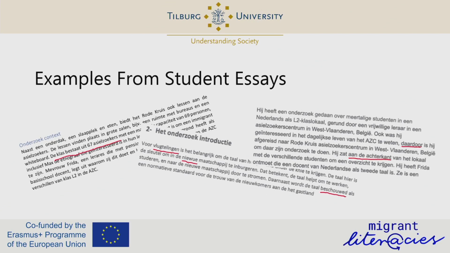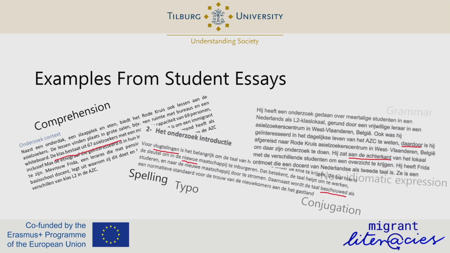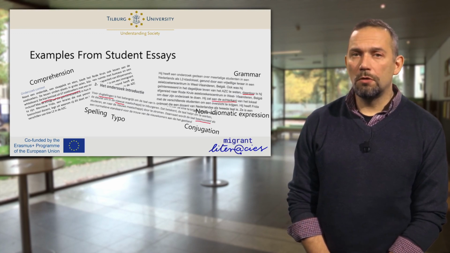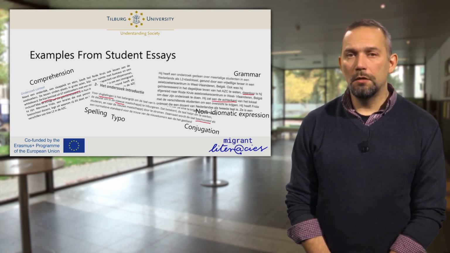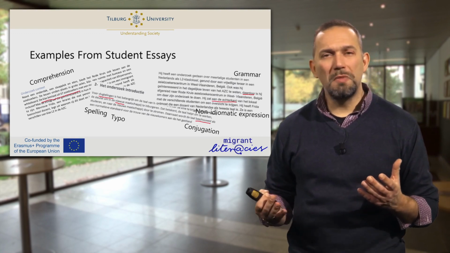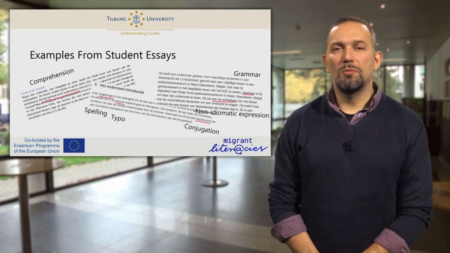What do we see there? We see all sorts of things that might have been stressed with a red line. Yet again, we see different things as well. They could have to do with comprehension, they could have to do with spelling, or simply with a typo, or with a conjugation that went wrong, or with grammar, or with an expression that to somebody may not seem idiomatic.